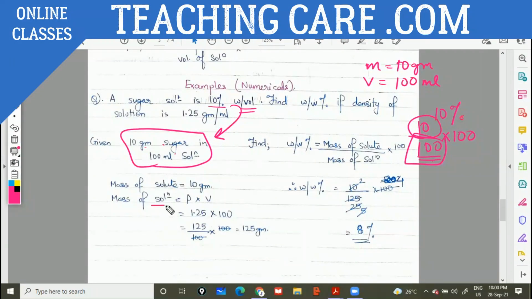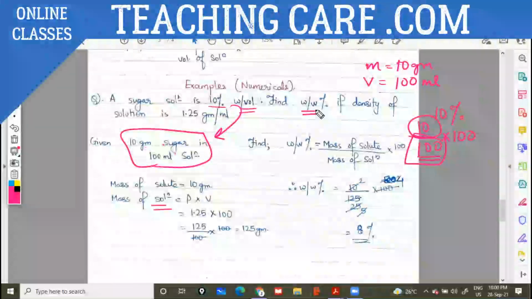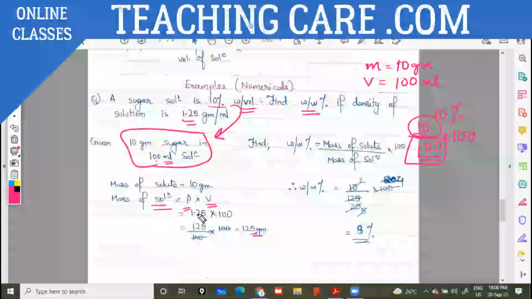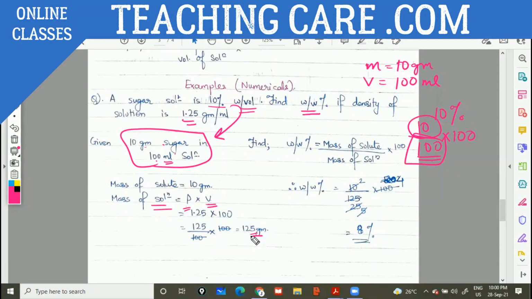Now, how will you find the mass of the solution? Because we need weight by weight. For weight by weight, we do not need milligram. We need grams. So for that, your density is given, that is 1.25 gram per ml. Density into volume, we know the volume of the solution as 100. So 1.25 into 100 gives you 125 gram, the mass of the solution.